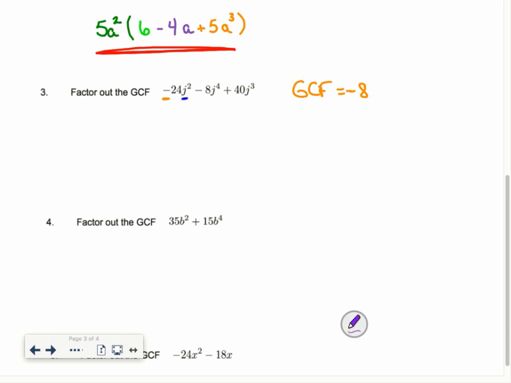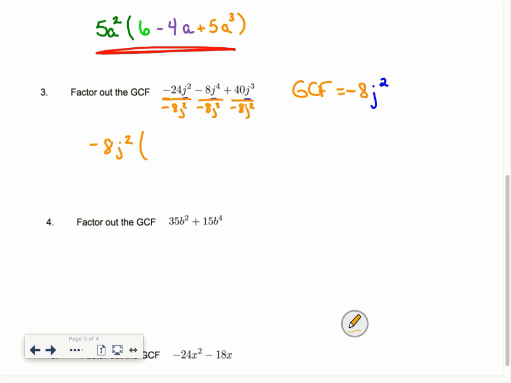We have a j squared, a j to the 4th, and a j cubed. So we know we need a j, and the smallest exponent is a 2. So it's going to be a j squared, and that's what we're going to write over here. And now what do we have to do? We have to divide each of these by negative 8j squared.